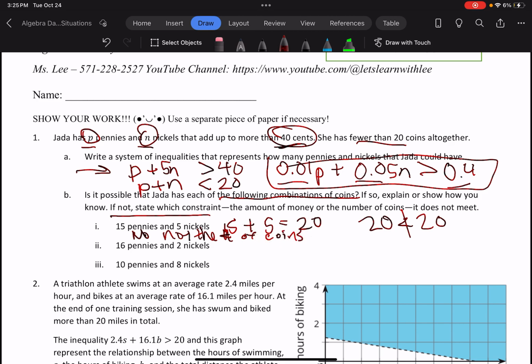The second possible combination is 16 pennies and 2 nickels. Well, 16 plus 2 is less than 20, so it works for that number of coins. So let's see if it works for the amount of money. So 16 pennies would be 16 cents, 16 times 1, plus 10 cents is greater than 40. That is not true. So that's 26, which is not greater than 40. So this we would say no, because of the amount of money constraint.